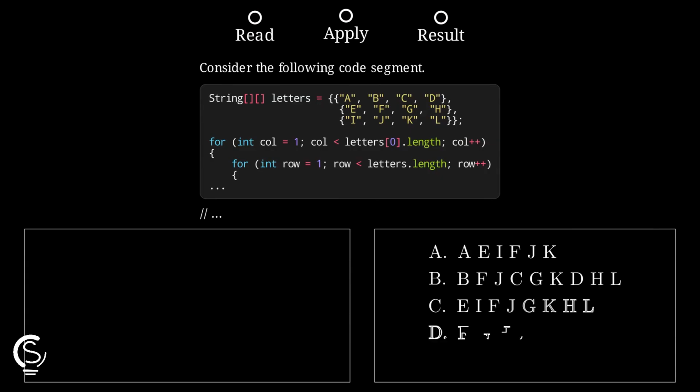First, look at the outer loop starting at column index 1. This means we completely skip the first column containing letters A, E, and I. We only focus on the rest.